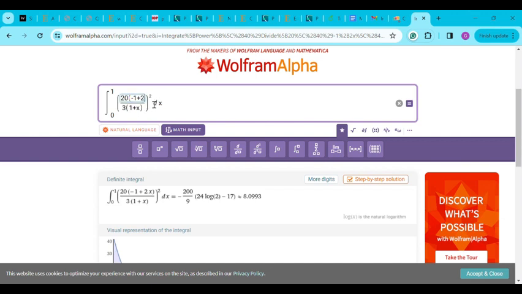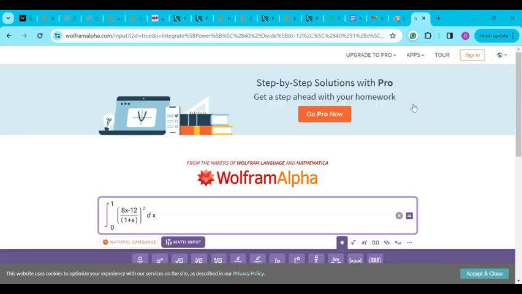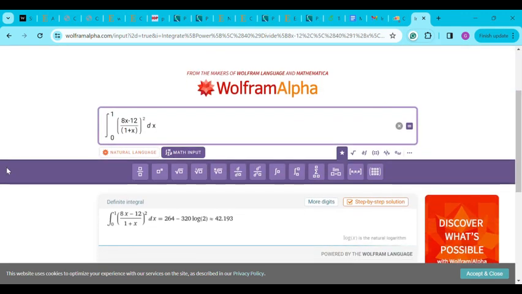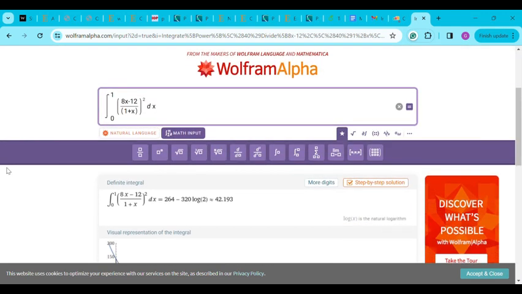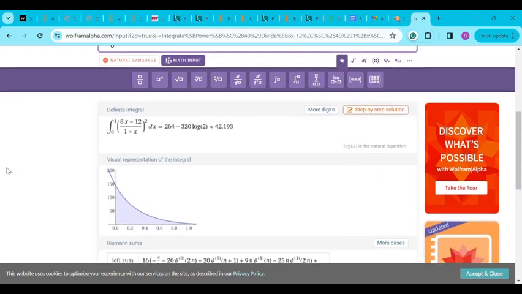Second one is on the numerator, it's 8x minus 12, and in the denominator it's 1 plus x. So this is the second expression and it shows the integral to be 42.193.